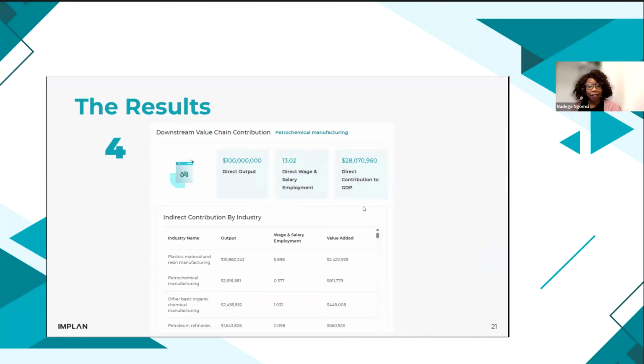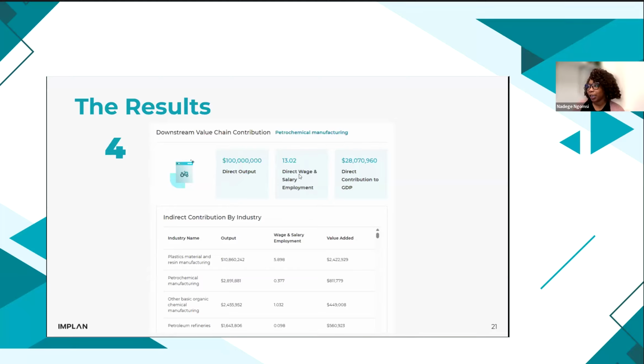Okay, so here are the results. After Emily runs the results in IMPLAN, she now has hard data to prove to the grant committee that her factory is the green link that will decarbonize Michigan's heavy industry. So here we see that her direct output is $100 million. This hasn't changed. These are the green petrochemicals that are flowing into the state's most critical sectors.